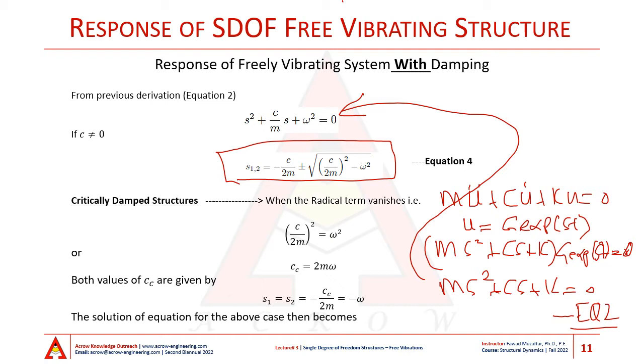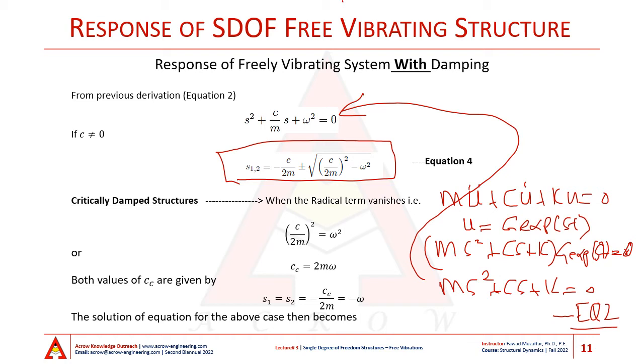The second scenario is that the terms under the root in equation 4 are negative. A system with such a property is called an underdamped system. And the third scenario is when the terms under the root of this equation are positive. That system is called an overdamped system.